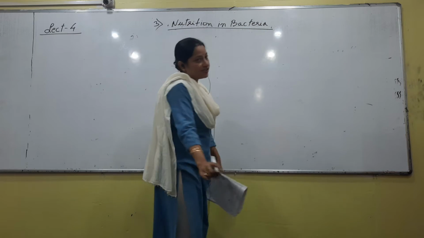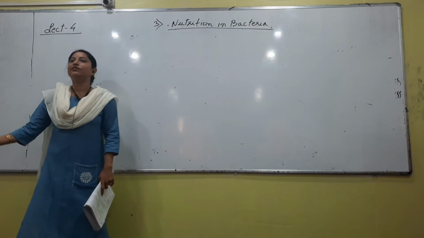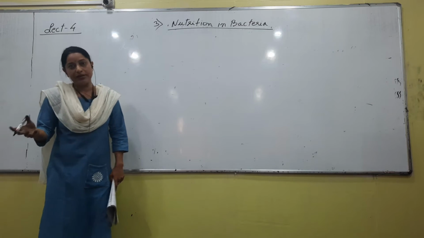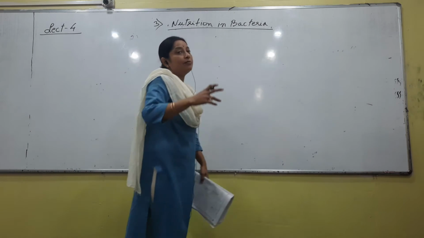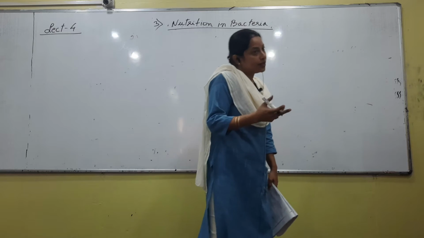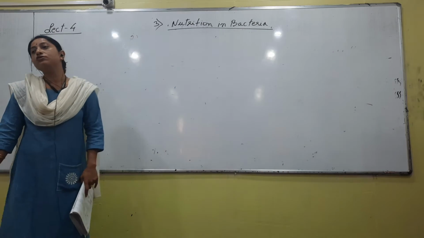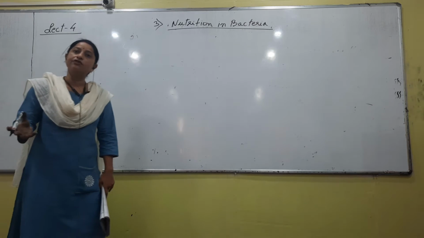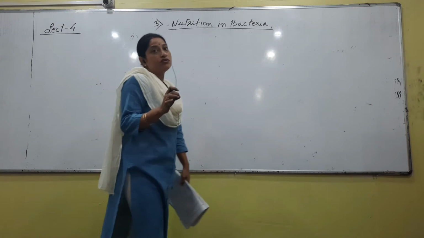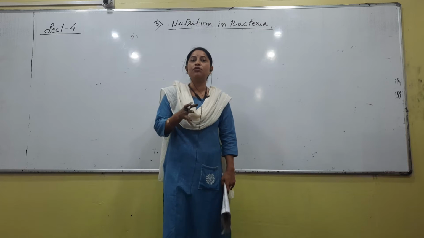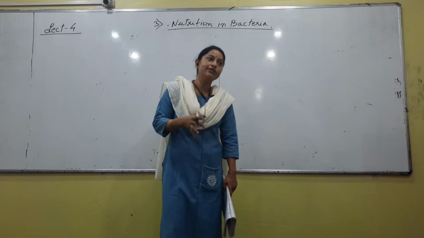Right. Next is nutrition in bacteria. Talking about respiration, we come across the two words aerobic and anaerobic. Talking about nutrition also, we come across two words, autotrophs or heterotrophs. So in case of bacteria also, there would be certain types of autotrophic bacteria and certain types of heterotrophic. If we are using the word autotrophic, then we understand that we are talking about the organisms that will produce their own food.